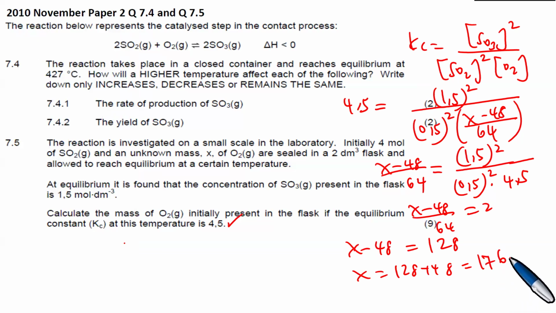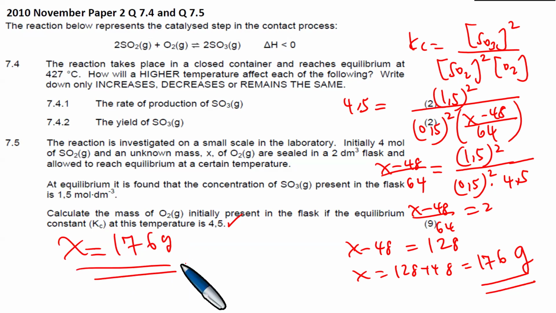176. Remember, what is this x we're dealing with here? This x was nothing other than the mass we started with. So this mass is 176, and the unit of mass we're going to use is the gram. So, calculate the mass of oxygen gas initially present in the flask if the equilibrium constant at this temperature is that. It is 176 grams of oxygen. This is the end of this question from 2010.